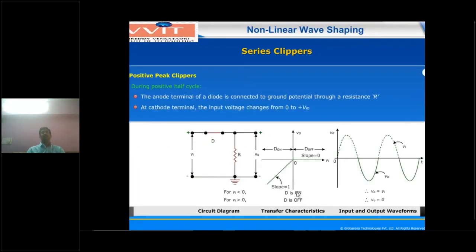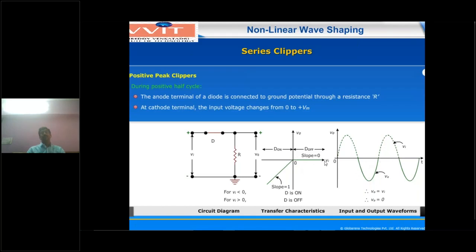Observe the transfer characteristic curve here. In this diagram, the x-axis is the input voltage and the y-axis is the output voltage. On the right-hand side is the positive voltage, and on the left is the negative voltage, the negative peak values. For negative peak values the diode will be on, with slope equal to 1, and V naught equal to VA. That's why the negative peak will be transmitted to the output waveform. The input and output waveforms for the negative peak will be the same.